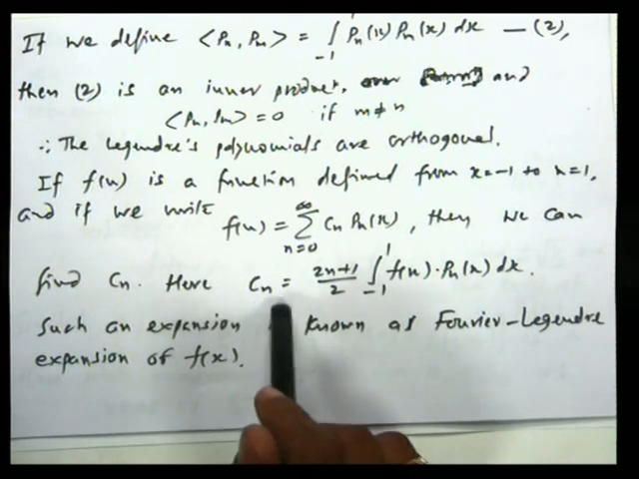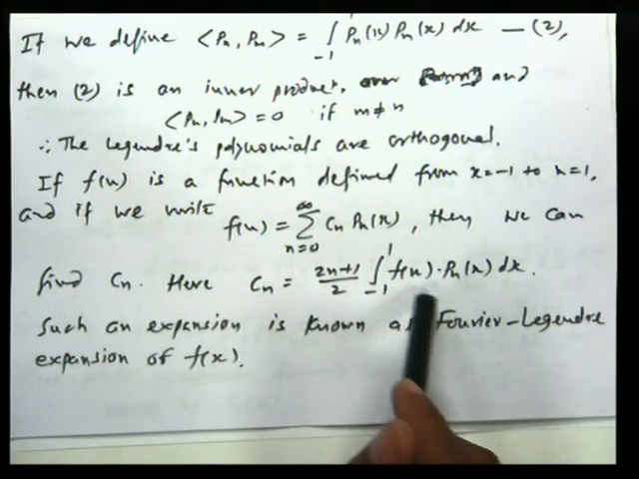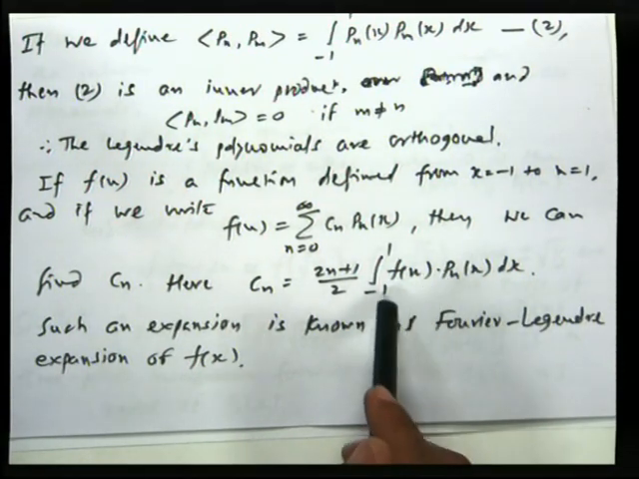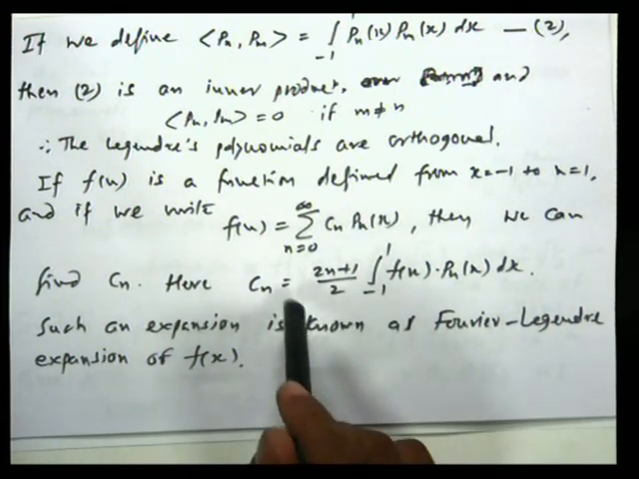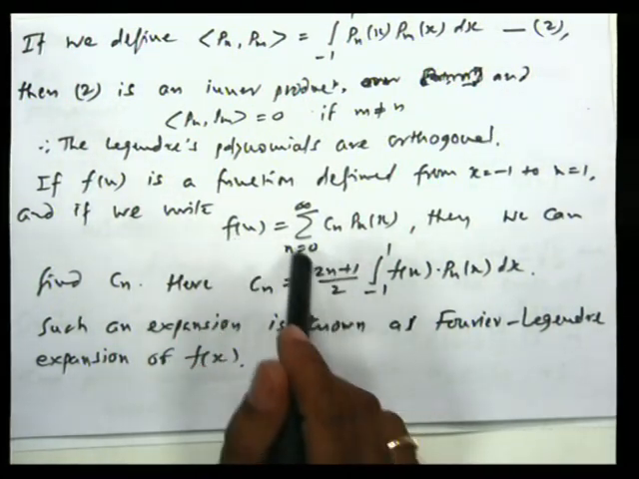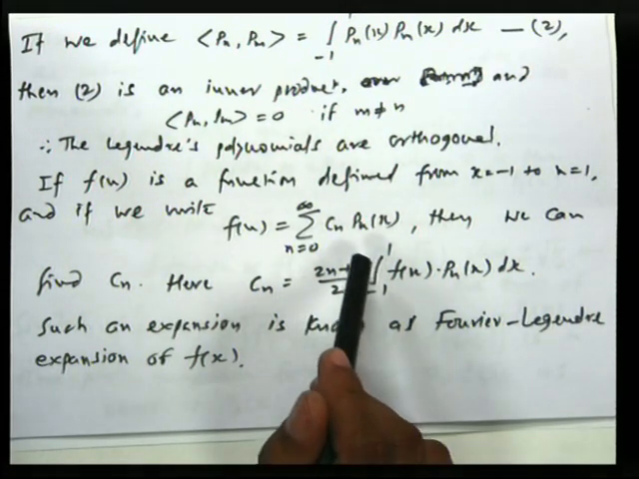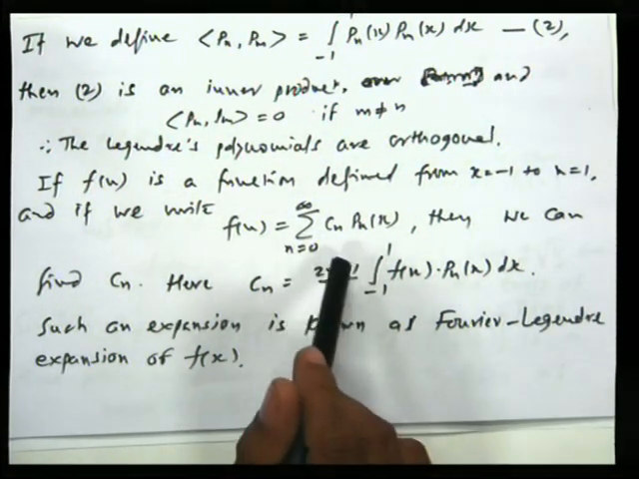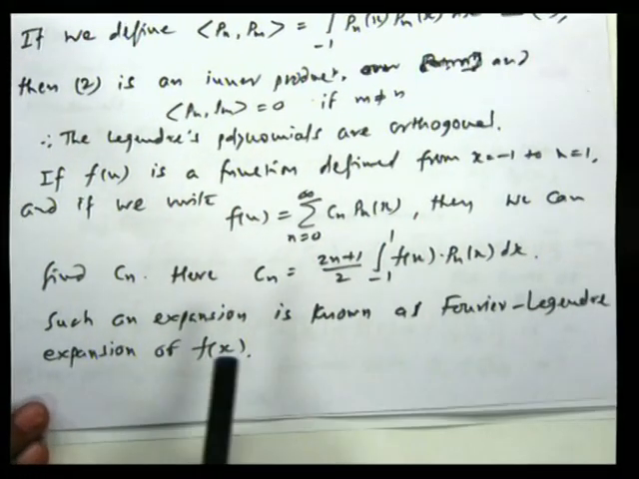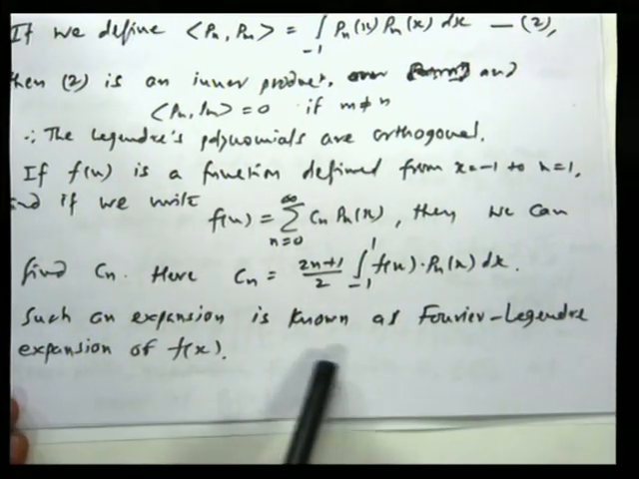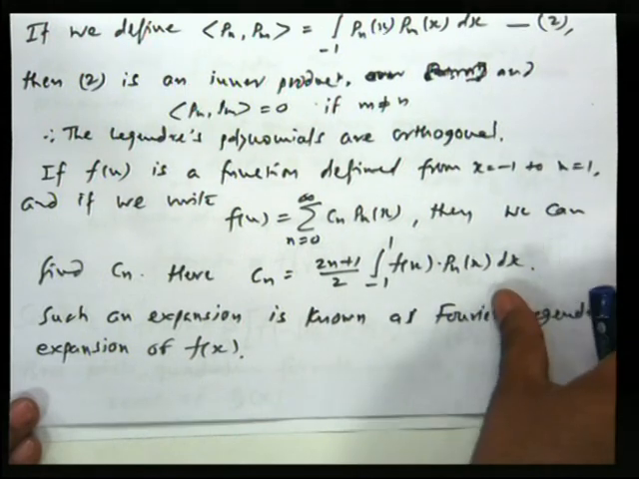Whether you can find this Cn depends upon whether this integral is possible or not. Clearly, if we take f(x) continuous, then this integration is possible. So we can have a representation of every continuous function in terms of Legendre polynomials. This is one application. It is an expansion of the type of Fourier series, but here we are using Legendre polynomials for the expansion. So we call it the Fourier-Legendre expansion of f(x).